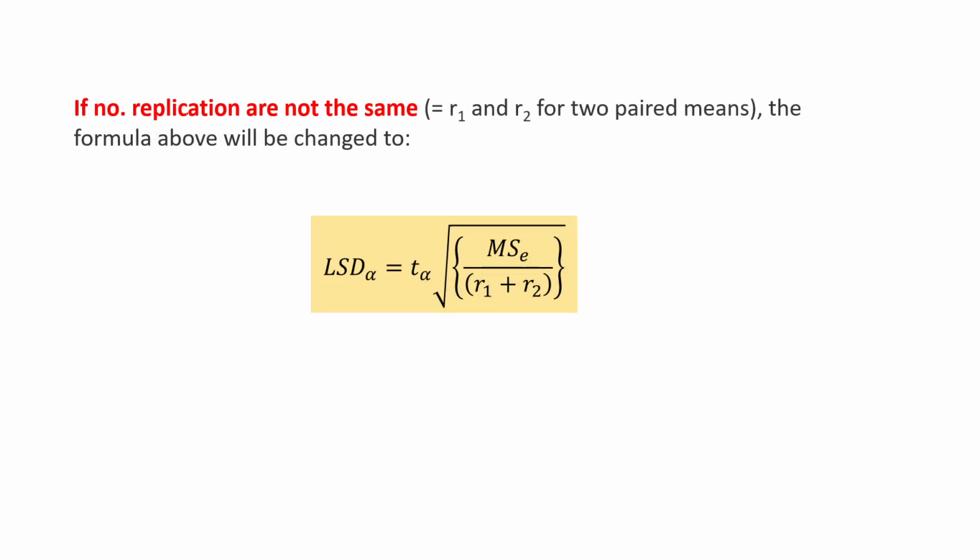However, if each of the treatment groups has a different replication, then you need to follow this formula where, instead of dividing by R, it will be divided by the sum of R1 and R2. That's because they have different replicate numbers.